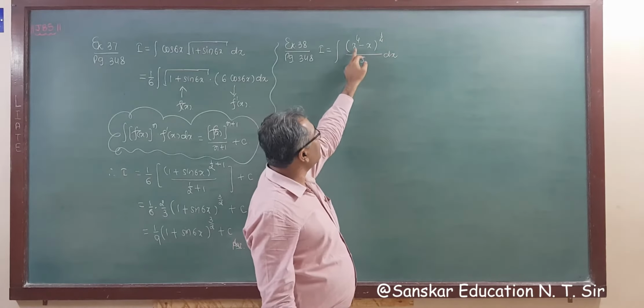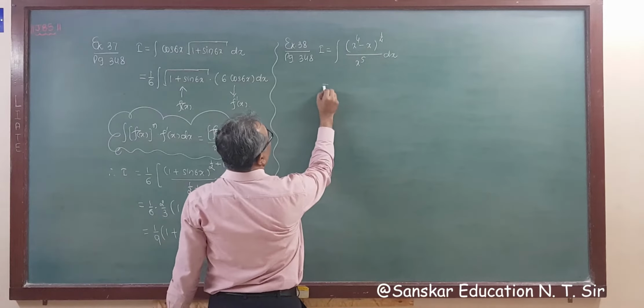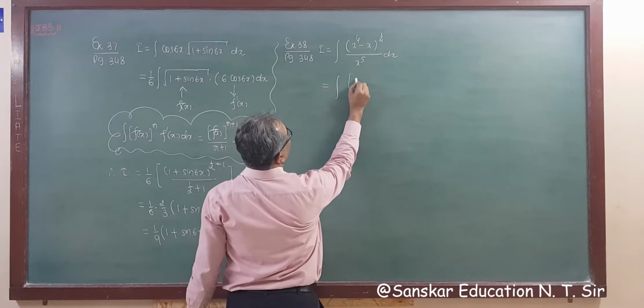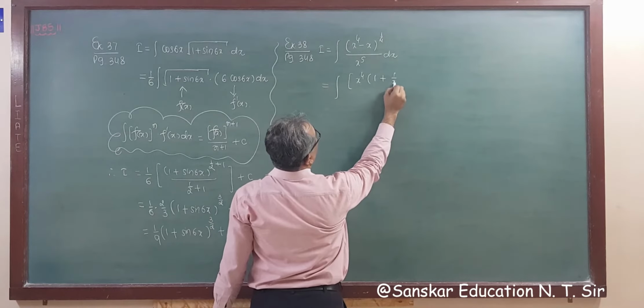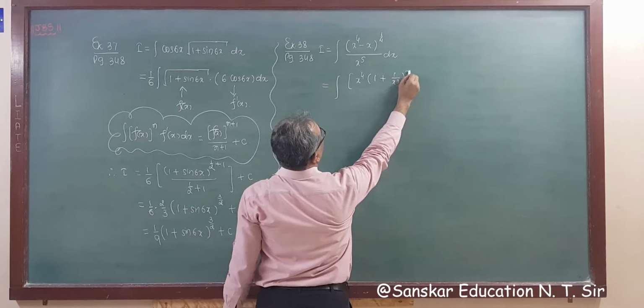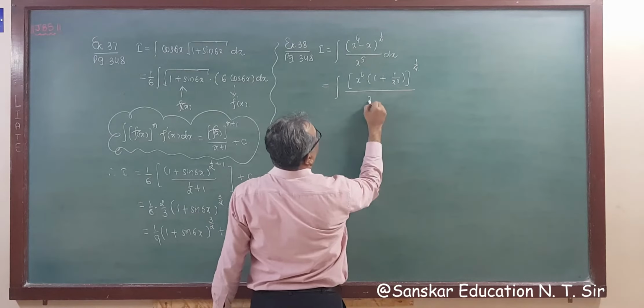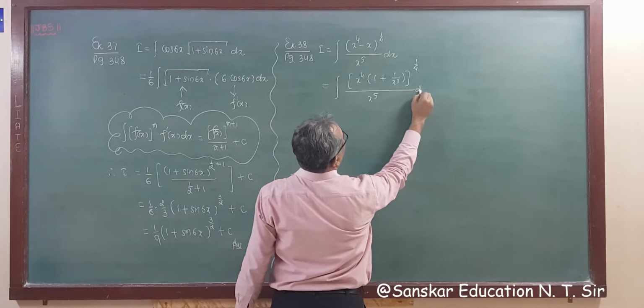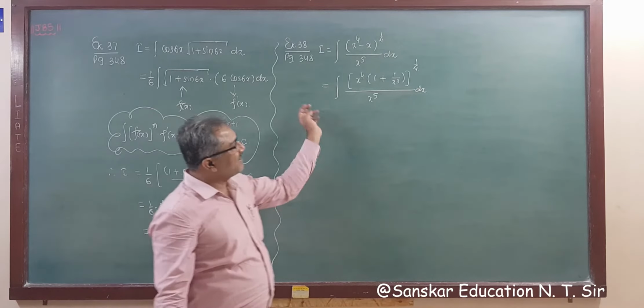So taking x raised to 4 common, as this is the highest power, what do we get? We get the integration of x raised to 4 common, so this is 1 plus 1 upon x cube, bracket raised to power 1 upon 4, whole upon x raised to 5, and dx. So this is your term after simplification.